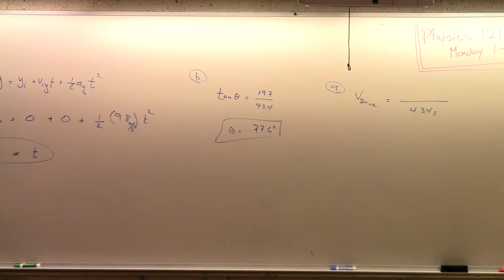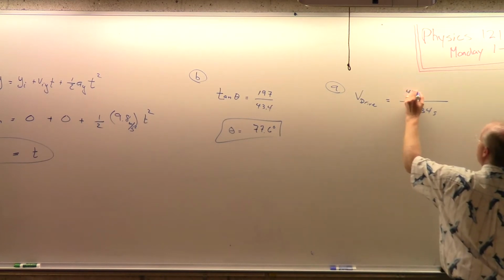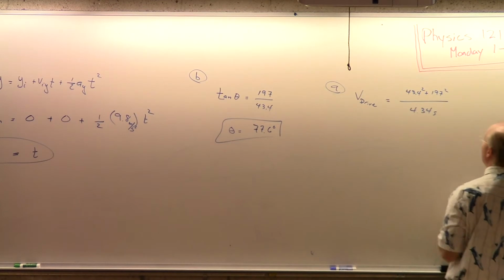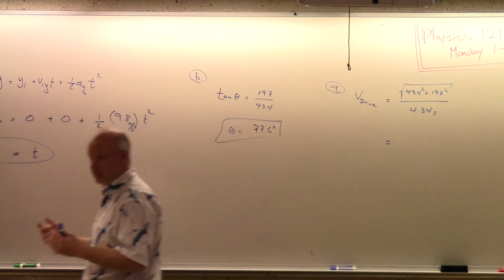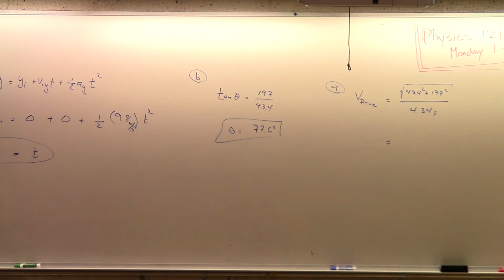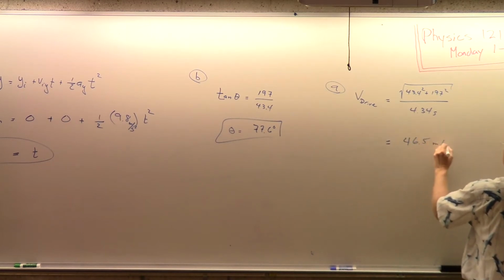It's a Pythagorean theorem again. We just did the horizontal and vertical. So it's got to be a horizontal distance of 43.4 squared and a vertical distance of 197 squared, and I'll take the square root. So there's distance, there's time, divide the two. Okay? And so using our two-dimensional motion, our Pythagorean theorem here, 43.4 squared plus 197 squared, square root of all of that, gives me a distance of about 202 meters. And then divided by 4.34 seconds, coming out to be about 46.5 meters per second.